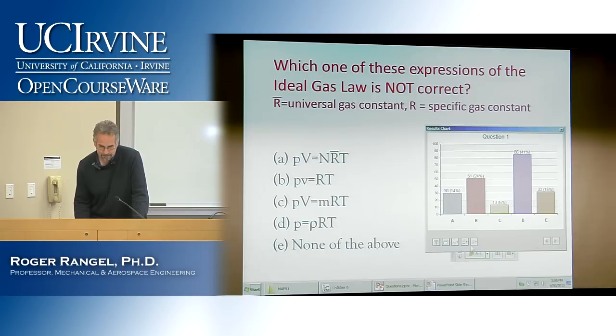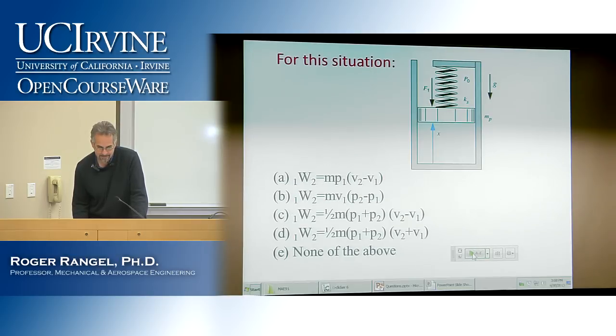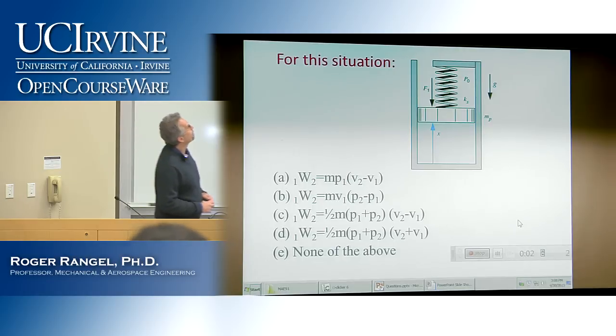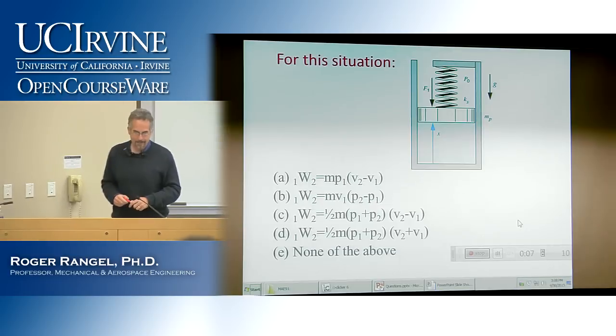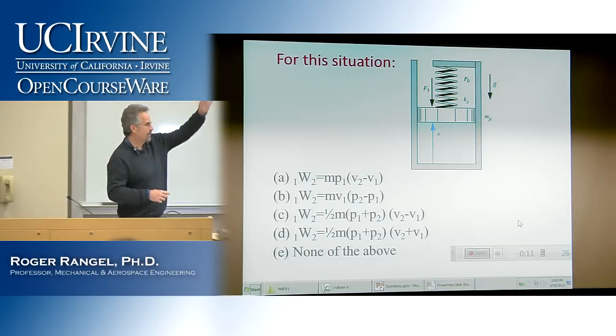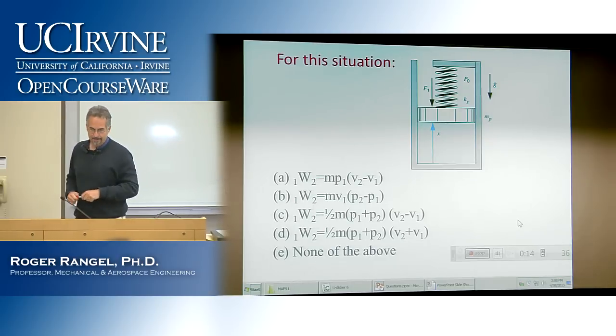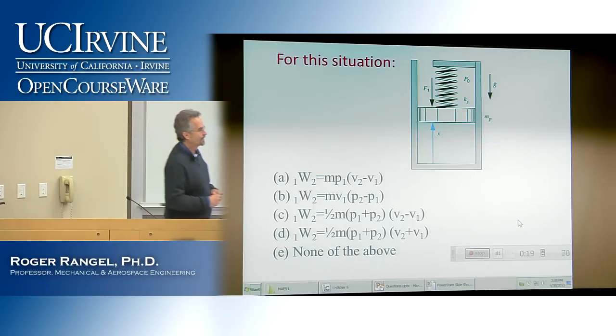Okay. Do another one. Okay. Here you have a cylinder, piston, spring system. You want to calculate the work for this. Suppose there is a process and this piston moves either up or down, it doesn't matter. And you want to calculate the work. Is it A, B, C, D, or E again?